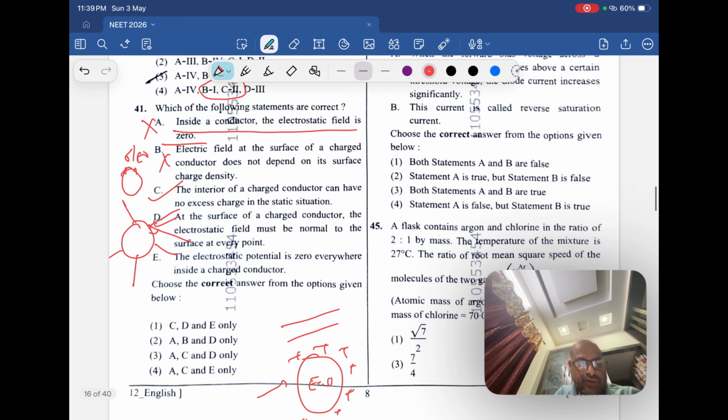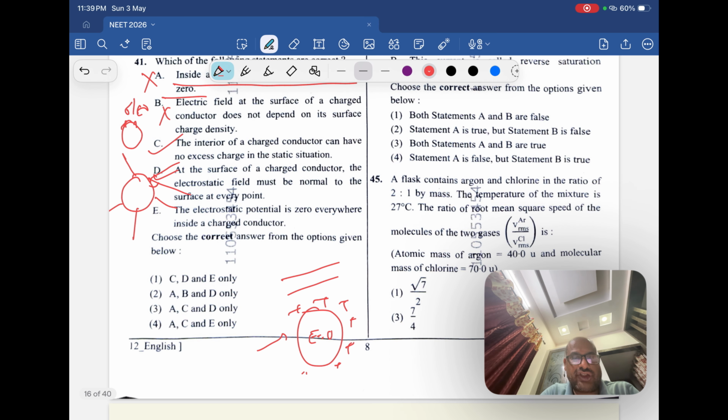And then, the electrostatic potential is zero everywhere inside a charged conductor. Need not be. The surface of a conductor is equipotential, and if the field inside is zero in static condition, the potential may be constant here. So electrostatic potential is zero everywhere inside a charged conductor may not be true. So what options are correct now? A, B, E are wrong, and C and D are correct. C and D.